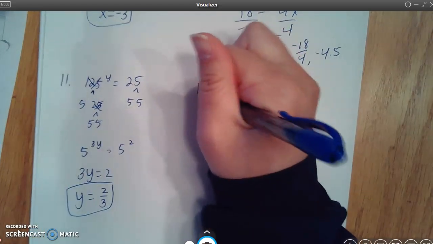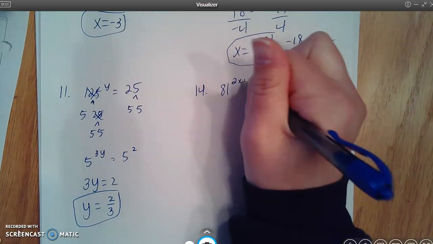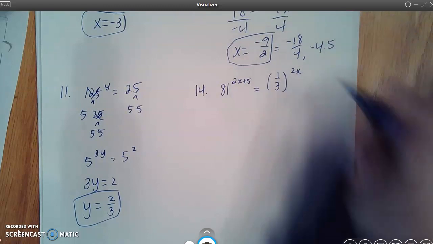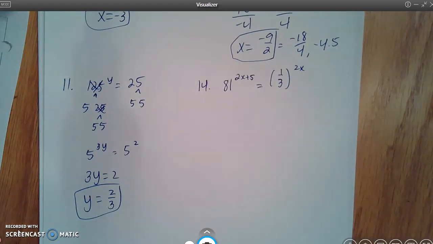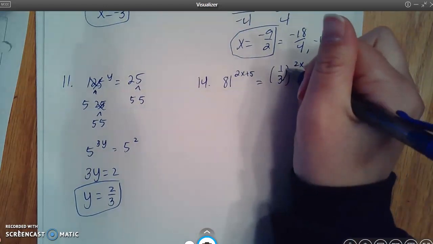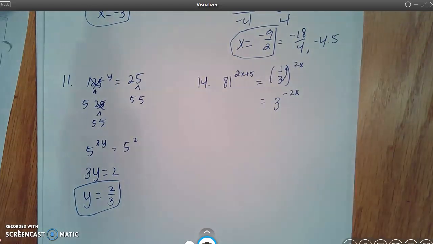Let's try 14. On 14, we have 81 to the 2x plus 5, set equal to 1/3 to the 2x. First of all, you can't have a fraction as a base, so we need to get whole numbers. This one would be the easiest to change. I'm going to take my 3 and move it to my numerator, which makes my exponent become a negative. So 1/3 to the 2x is the same thing as 3 to the -2x.